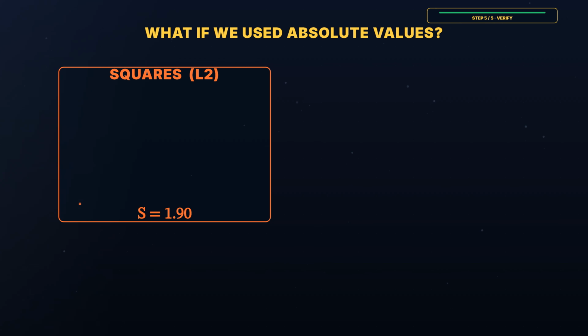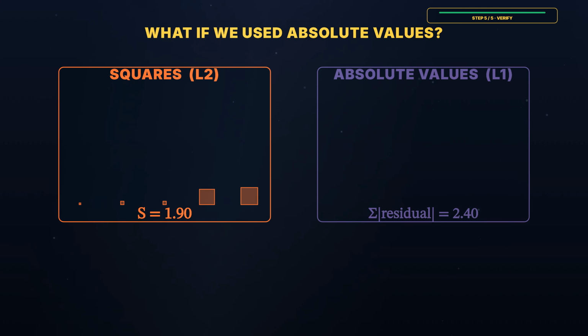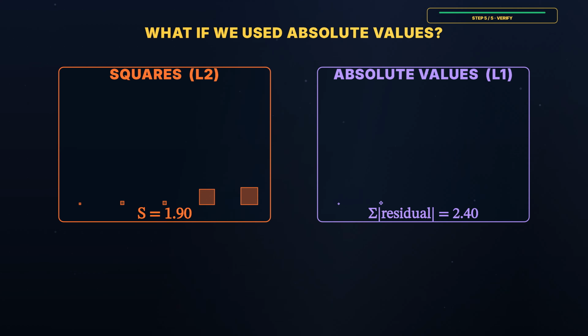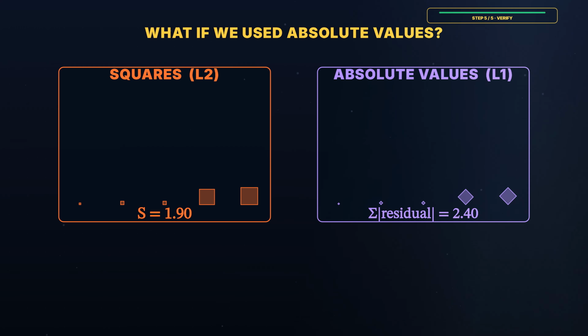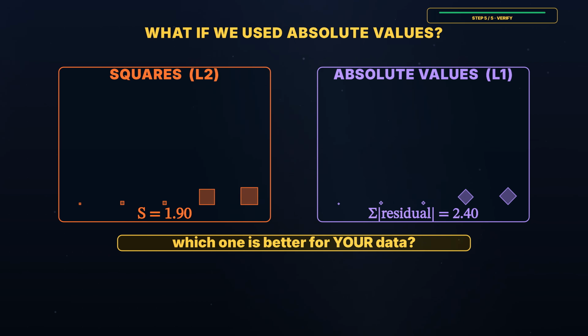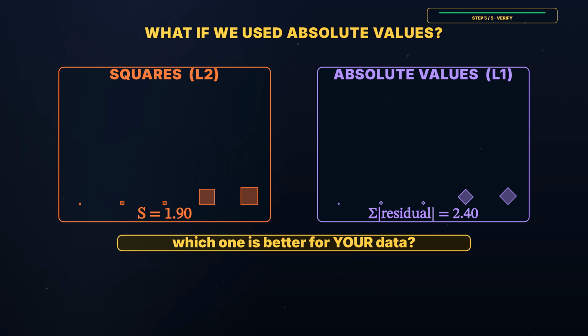The whole argument. One final comparison. What if we used absolute values instead of squares? L2 on the left, L1 on the right. Orange squares, total error 1.90. Purple diamonds, total absolute error 2.40. Different measures for different needs. Which one fits your data?